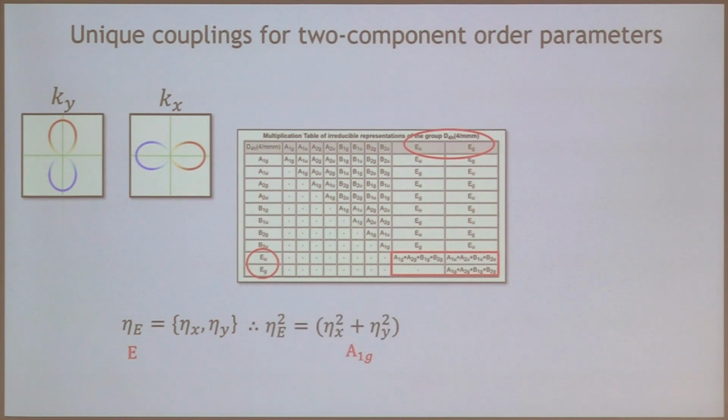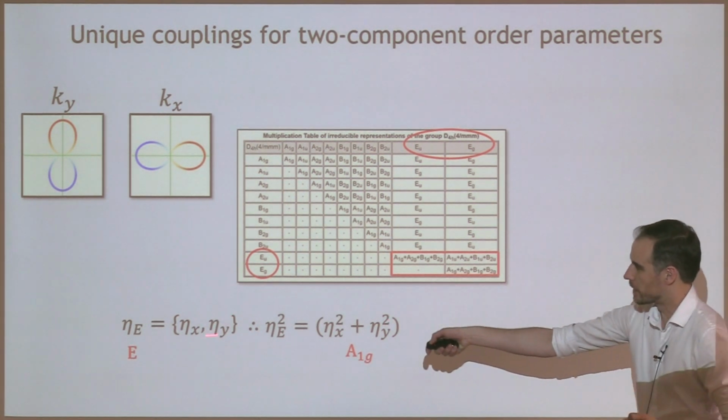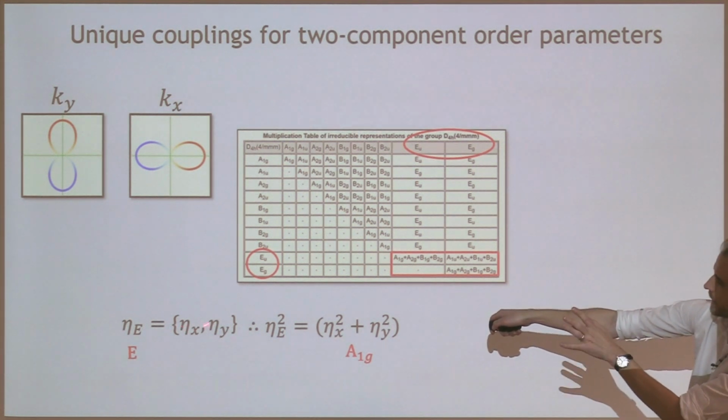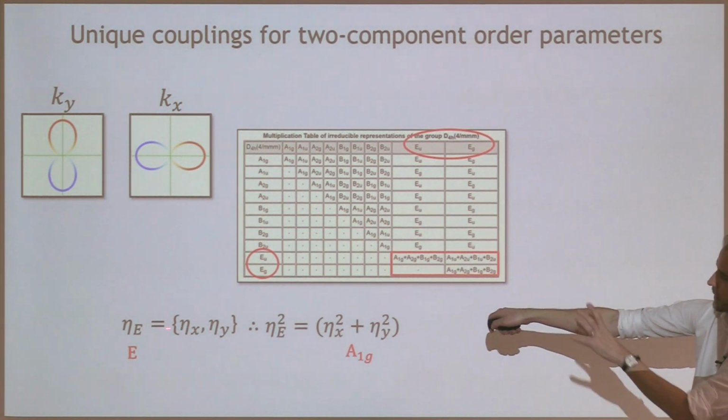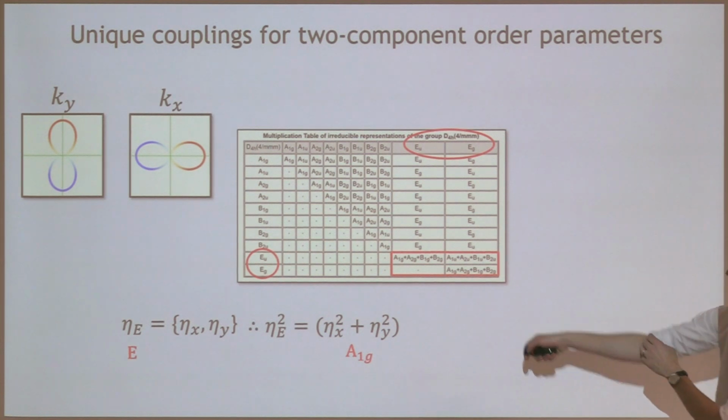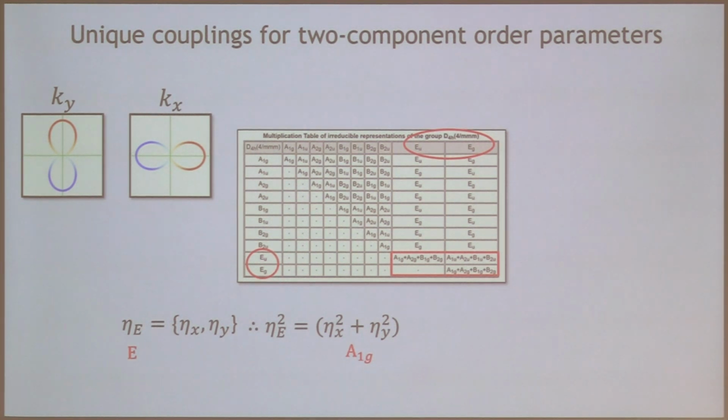And when you go to form bilinears to put in your free energy to find out what happens to your elastic constants, you can, of course, take the length of that little vector. I've just called it eta. This is the superconducting order parameter. It's got two components, so you can square both components, basically take the length of that vector. That's similar to squaring the superconducting order parameter like we did before. It gives you an A1G.